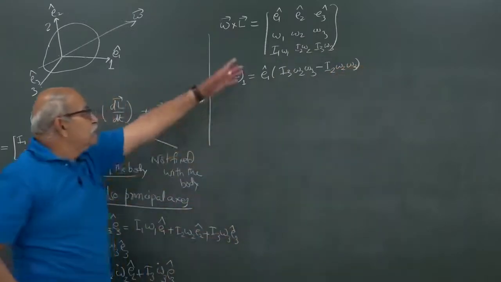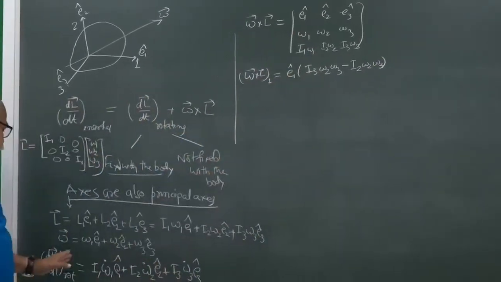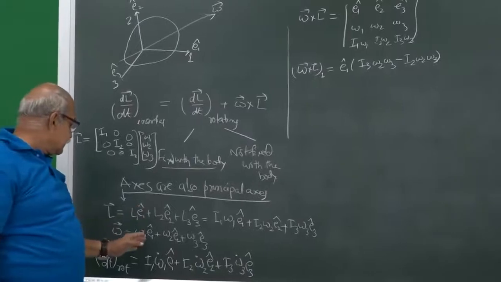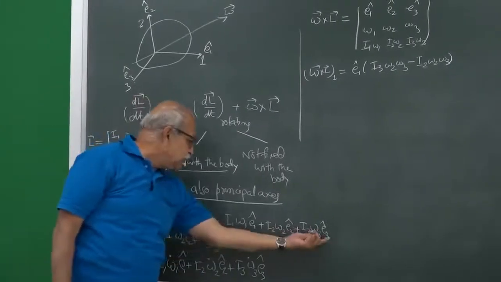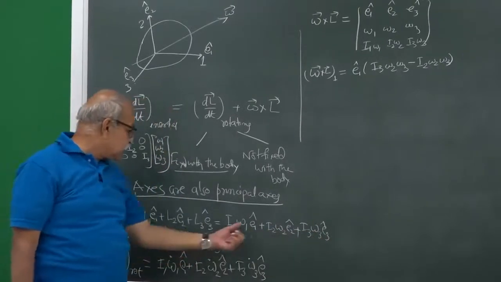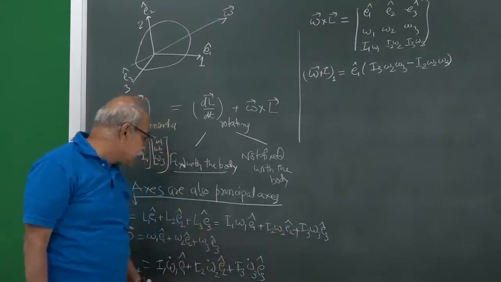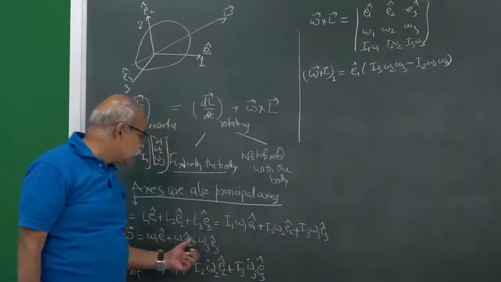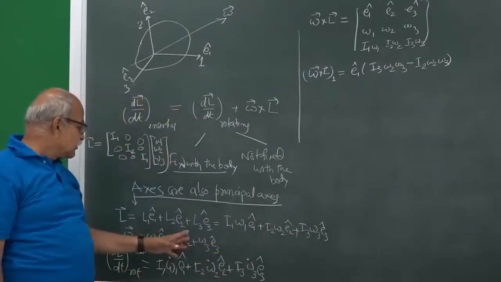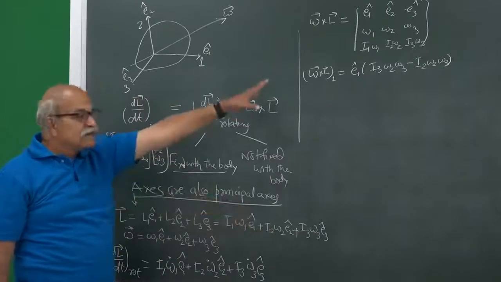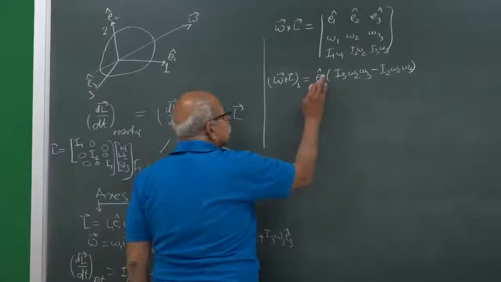This is just a way to easily write this cross product. Otherwise you can always do omega cross L, that means omega 1 E1 cap cross this whole thing, and then E1 cap cross E1 cap is 0, E1 cap cross E2 cap is E3 cap, E1 cap cross E3 cap is minus E2 cap, and so on. Similarly, do it with this term and this term, and you can get the same expression. So, this is the first component.